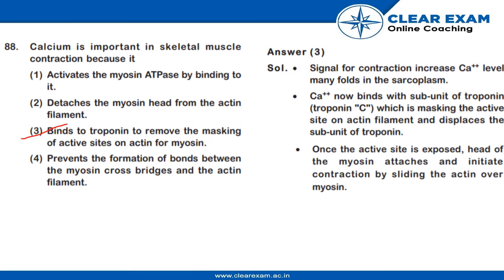Answer is option 3. Solution. The signal for contraction increases the Ca++ level many folds in the sarcoplasm. Ca++ now binds with a subunit of troponin, which is masking the active site on the actin filament, and displaces the subunit of troponin. Once the active site is exposed, the head of the myosin attaches and initiates contraction by sliding the actin over myosin.